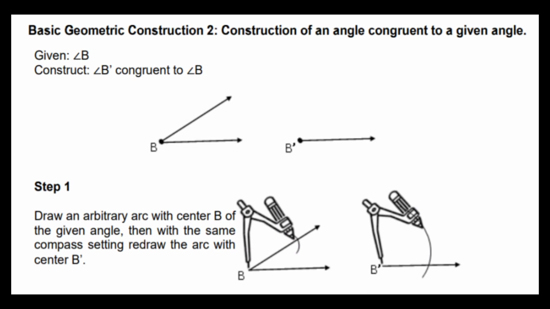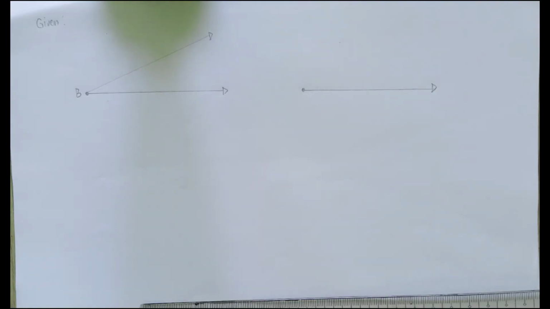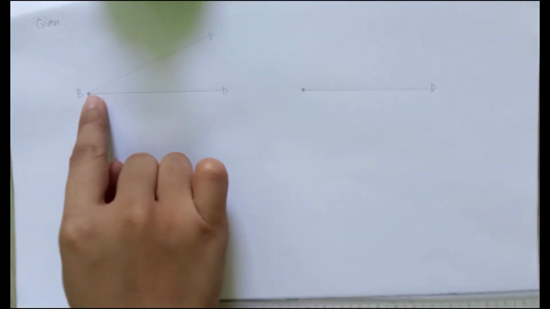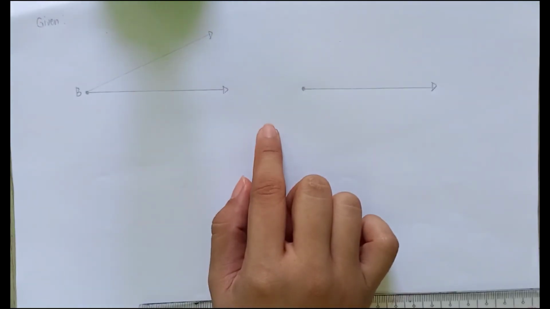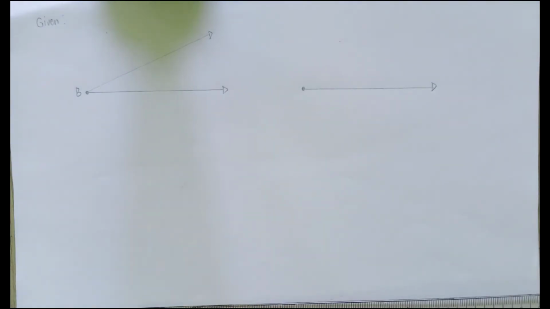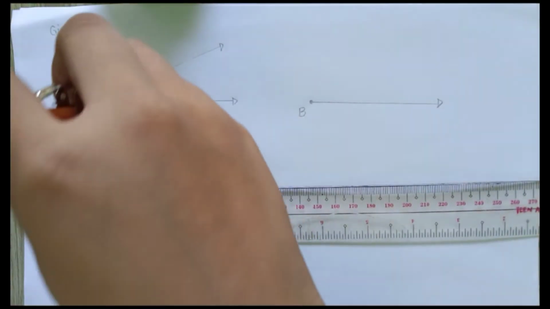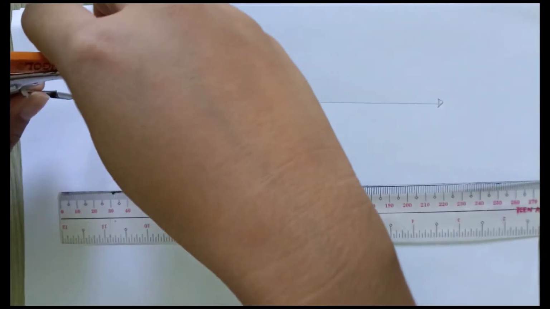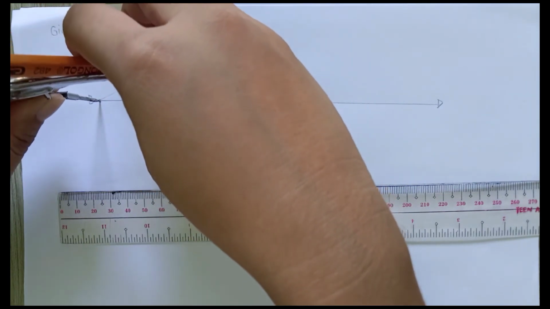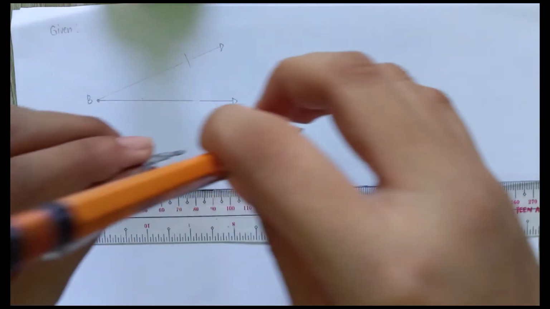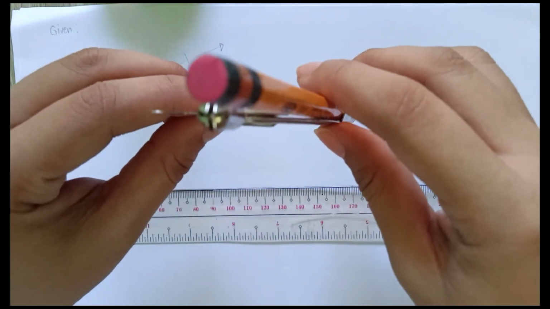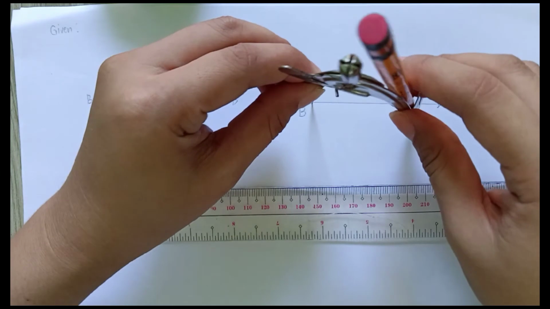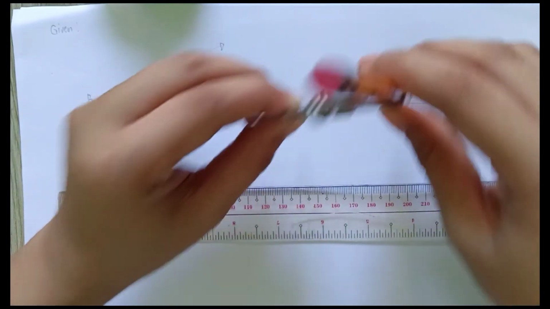Next example, we have the basic geometric construction 2, which is to construct an angle congruent to a given angle. We have this given angle, angle B, and we will construct another angle which is congruent to angle B. Step 1. Draw an arbitrary arc with center B of the given angle. Then with the same compass setting, redraw the arc with the center B on the other angle.